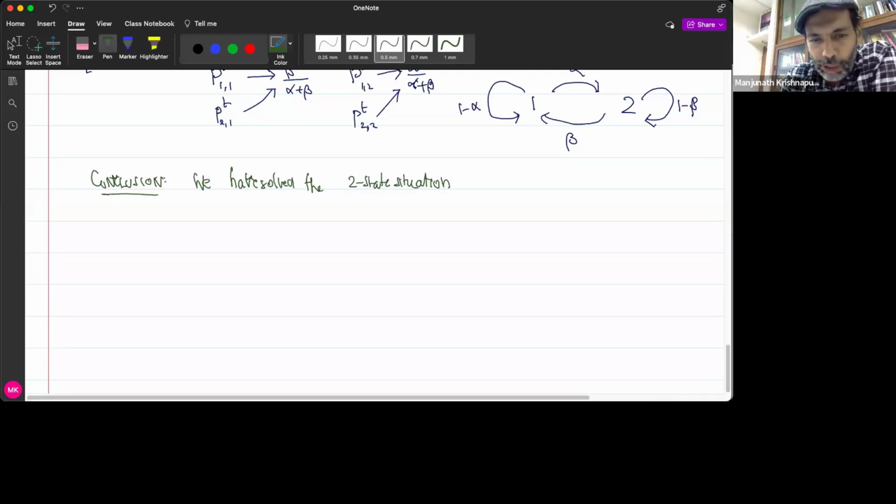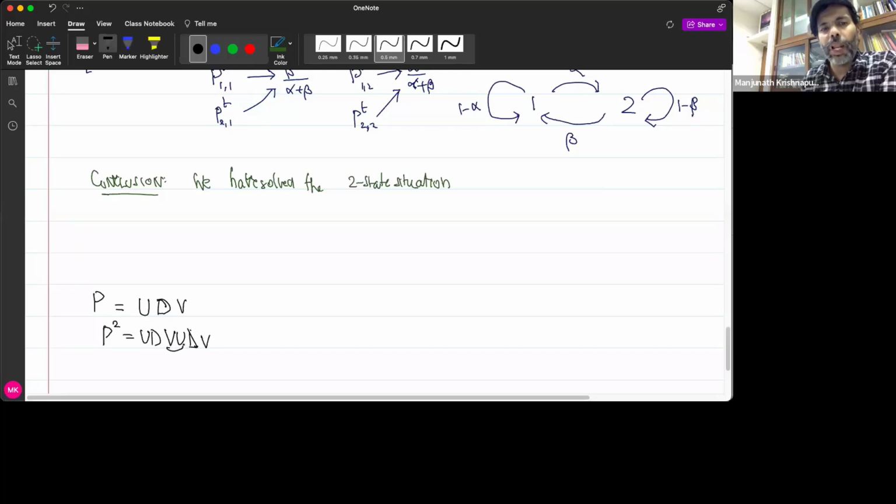Singular value decomposition will not help for the following reason. Singular value decomposition consists in writing P as something like u d v. But what do I do with it? Suppose I square it. P square is u d v, u d v. Now, no cancellation of v and u will happen. This is not going to be helpful to me when I multiply more. Singular value decomposition will not help in doing this.